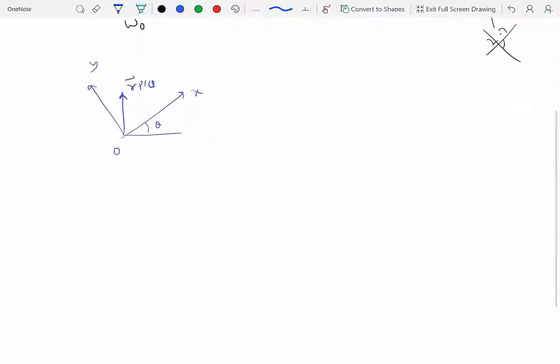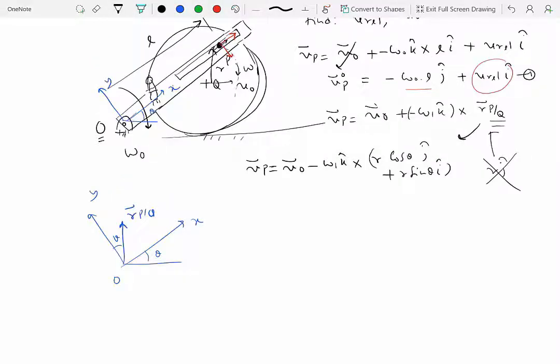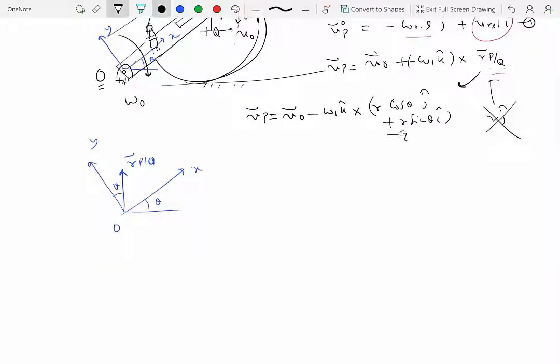So what is that vector? This is theta, so R of P with respect to Q is actually this quantity over here. Let me write this expression again. It is minus omega 1 k hat cross that distance R, so R cosine theta along j hat plus R sine theta i hat. Let's call this equation 2.